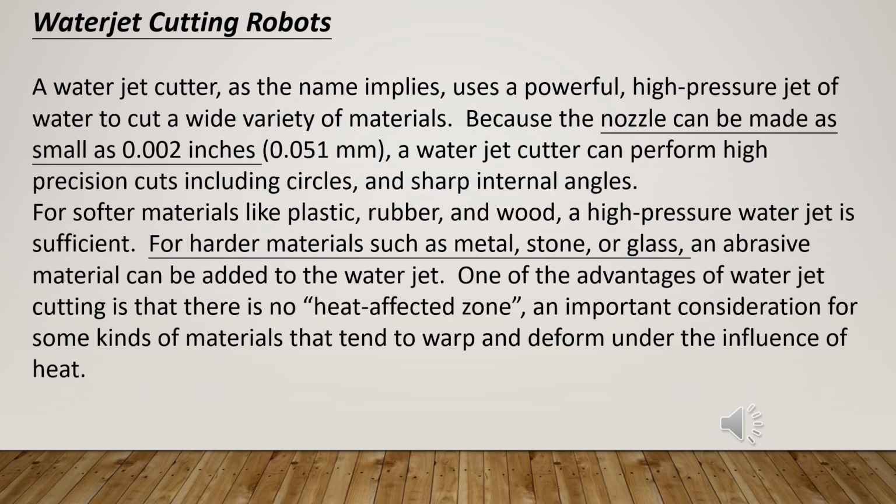For softer materials like plastic, rubber, and wood, a high-pressure water jet is sufficient. For harder materials such as metal, stone, or glass, an abrasive material can be added to the water jet. One of the advantages of water jet cutting is that there is no heat-affected zone, an important consideration for some kinds of materials that tend to warp and deform under the influence of heat.